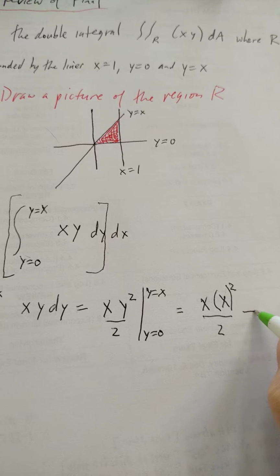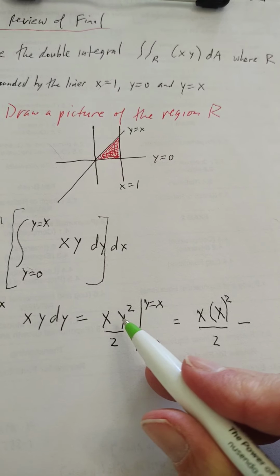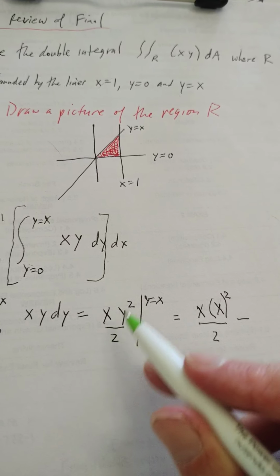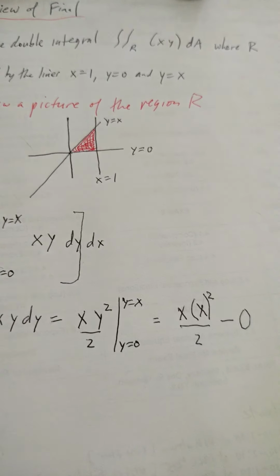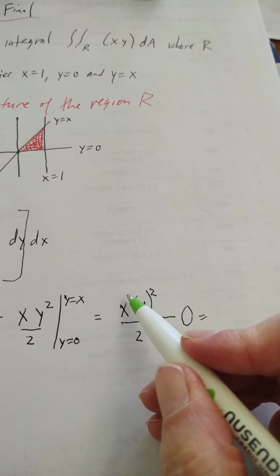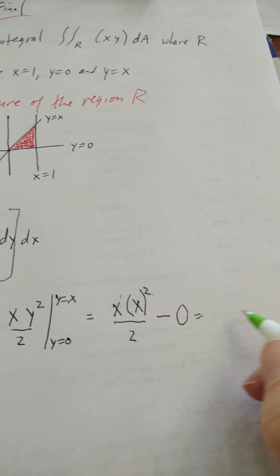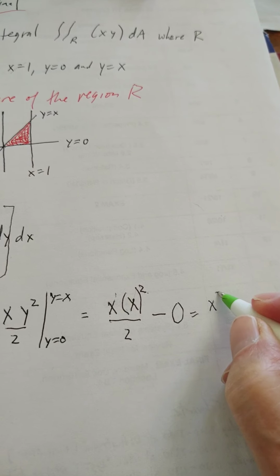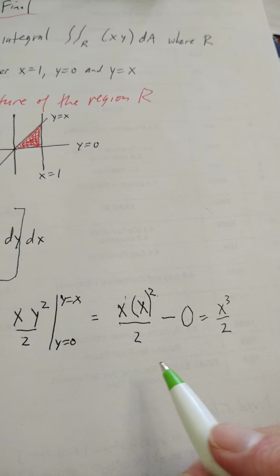And then you always go minus, and then you input the lower limit of integration. But when y is 0, this whole thing goes to 0 because 0 is a factor. So whenever 0 is a factor, the product is 0. So I'm just going to write 0. You can do that. And then you want to simplify. So this is like x to the first. Same base of multiplication, you add the exponents. So this becomes x cubed over 2. Minus 0 doesn't change anything.